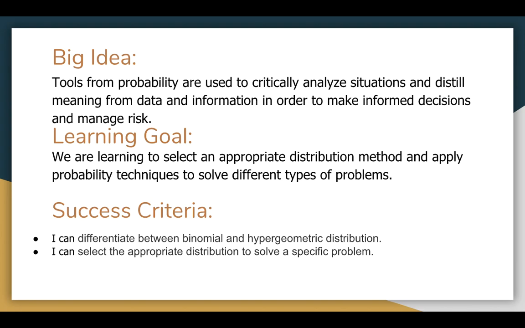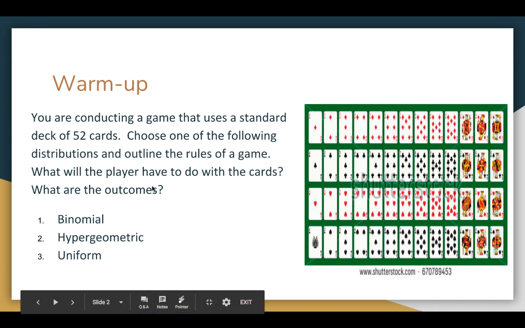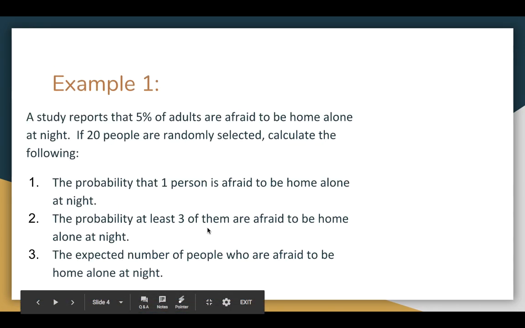So today the big thing that we're working on is how to decide which distribution to pick, and then applying that distribution to solve the problem. But also a big thing is being able to differentiate the reasons why we would use binomial or hypergeometric, because those are the ones that are going to be very similar in a situation like this.